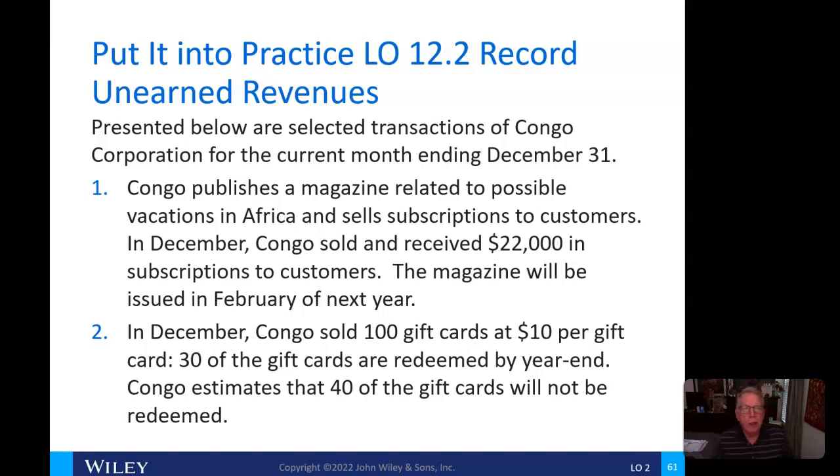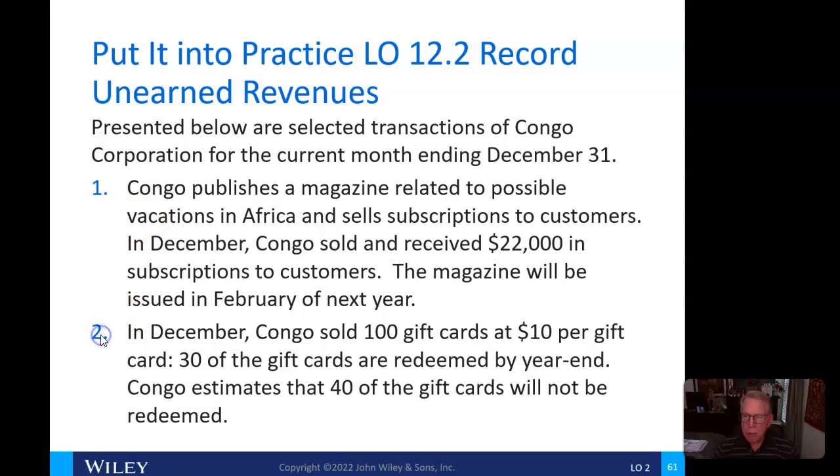Okay, let's put this all into practice. Presented below are selected transactions of Congo Corporation for the current month ended December 31st. 1. Congo publishes a magazine related to possible vacations in Africa and sells subscriptions to customers. In December, Congo sold and received $22,000 in subscriptions to customers. The magazine will be issued in February of the next year.